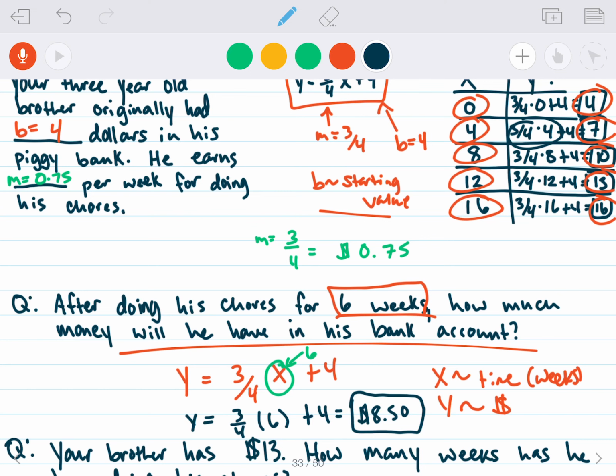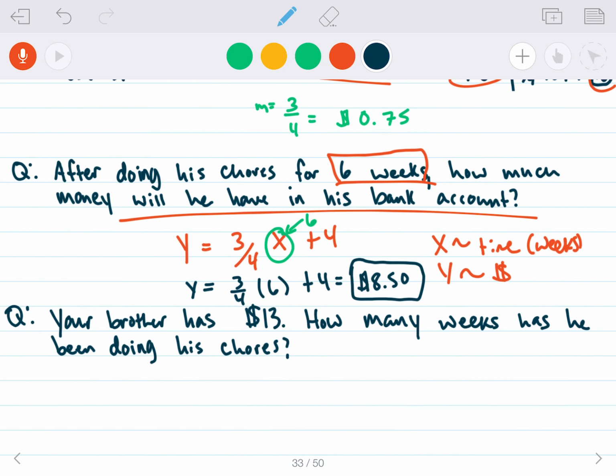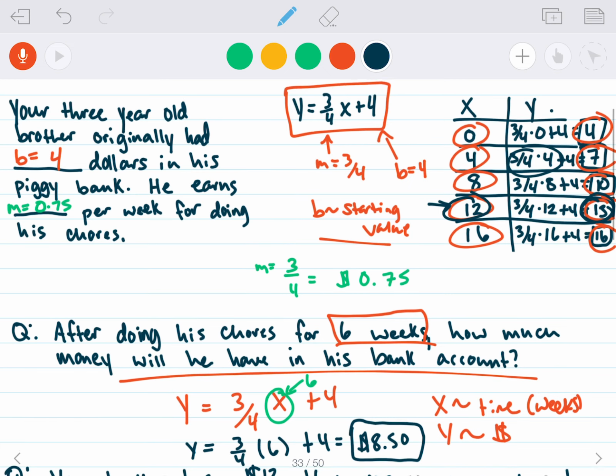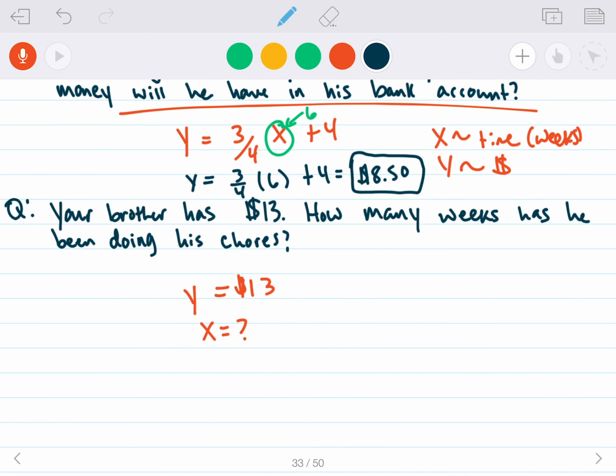Okay, so it says your brother has $13. How many weeks has he been doing his chores for? All right, well, this time we're given a y. So we're given that y is $13, and we're asked to find how many weeks this corresponds to with our function. So we can see in the table already that it should correspond to 12 weeks, right? Because we have $13 for y, 12 for x. But let's verify that with the equation.